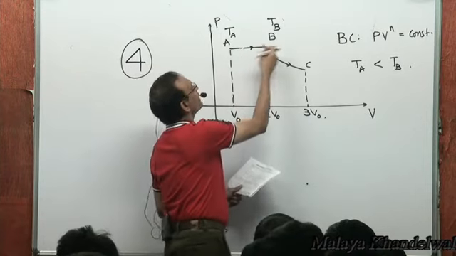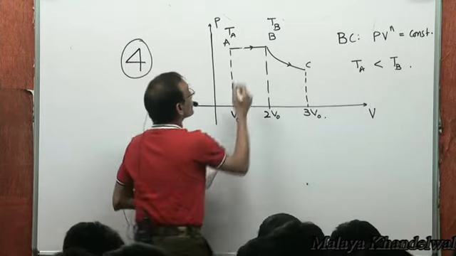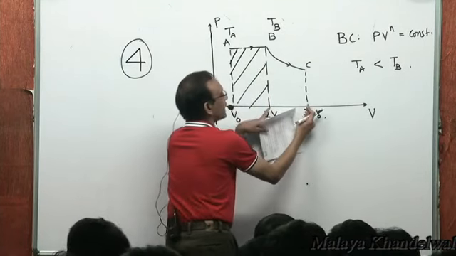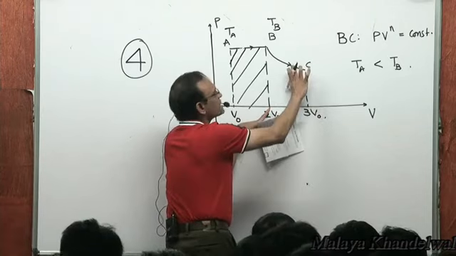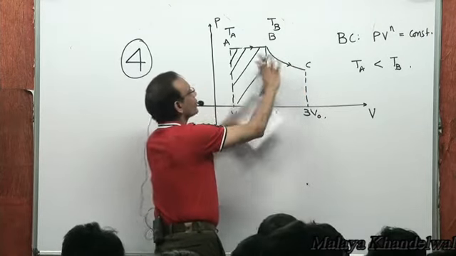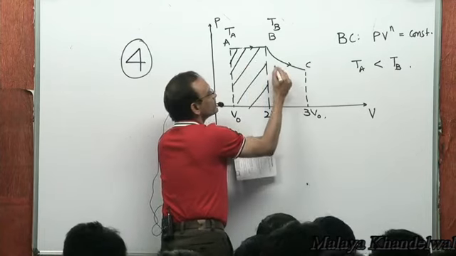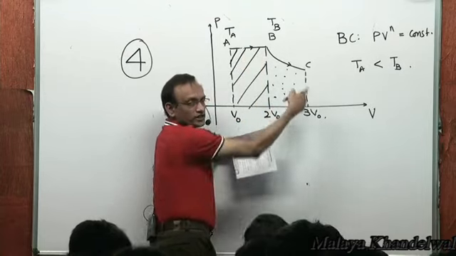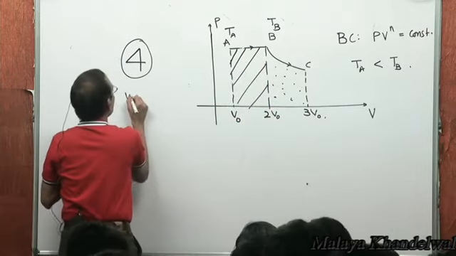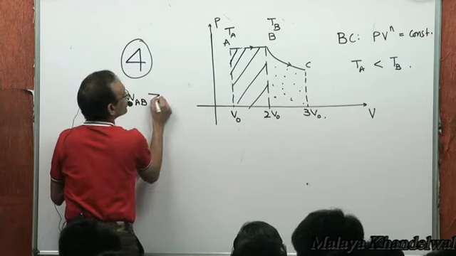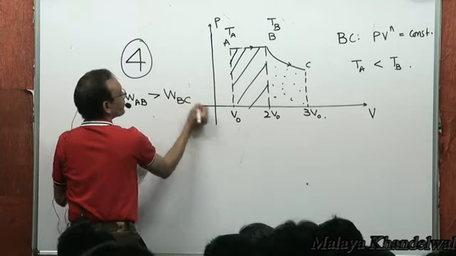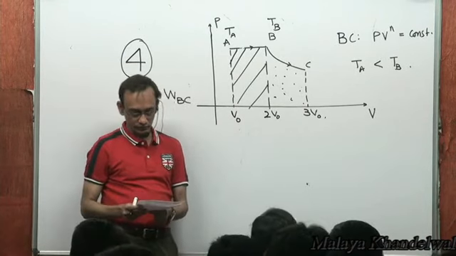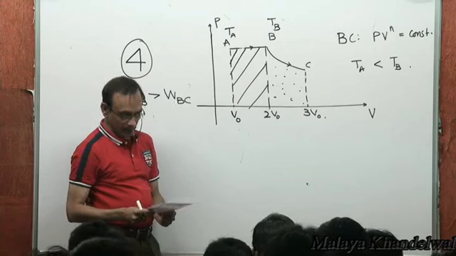Now, obviously VA is less than VB, all that is obvious. Now, area under this: both these have the same width, V naught, but this has smaller and smaller ordinates. Therefore, the shaded area is more than the dotted area. So the work done in AB is very clearly more than the work done in BC. So, C is wrong.